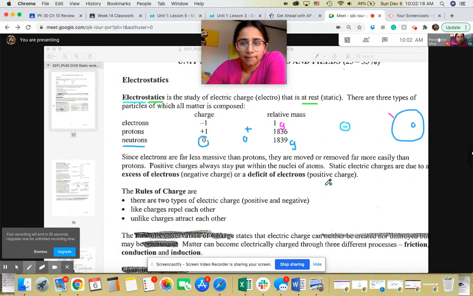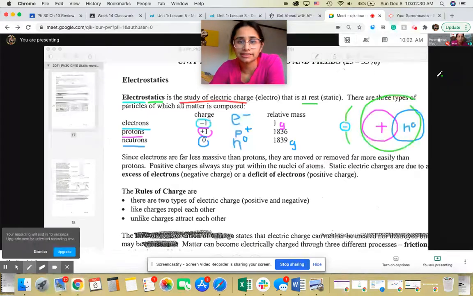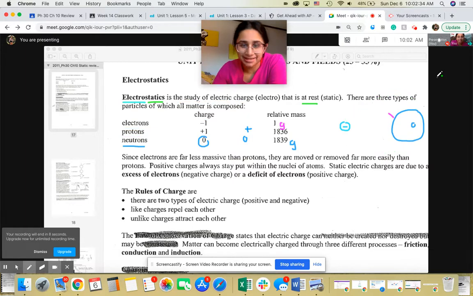So when we think about electrostatic charges, we're thinking about it in terms of electrons. We're thinking that an excess of electrons, the negative charge, is going to be in that entire object if there are more electrons. And if there are fewer electrons, there's going to be a deficit, leaving it overall positive.